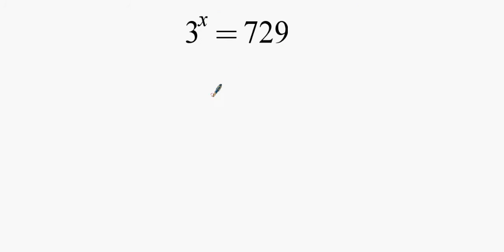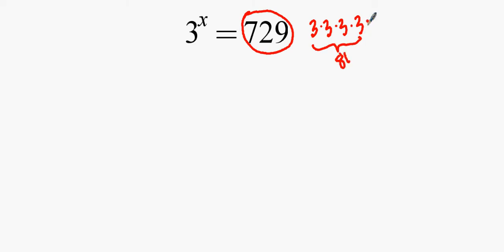Next one. 3 to the power of x equals 729. So let's try again. Can we rewrite 729 as a power of 3? Let's start. 3 times 3 is 9, times 3 is 27, times 3 is 81. So this here is 81 so far. Times another 3, that will be 243.